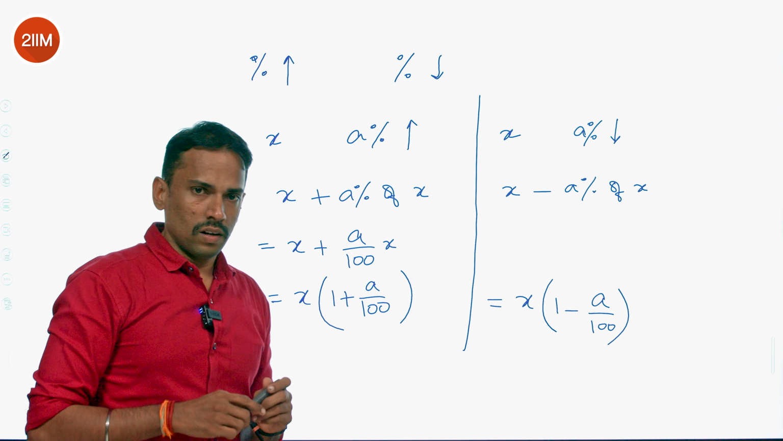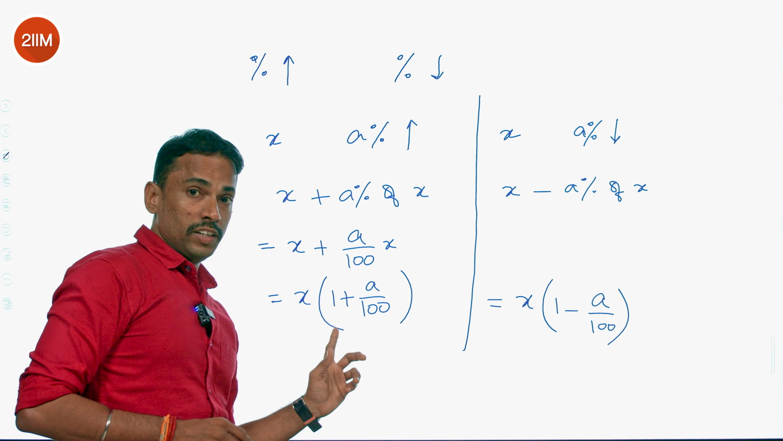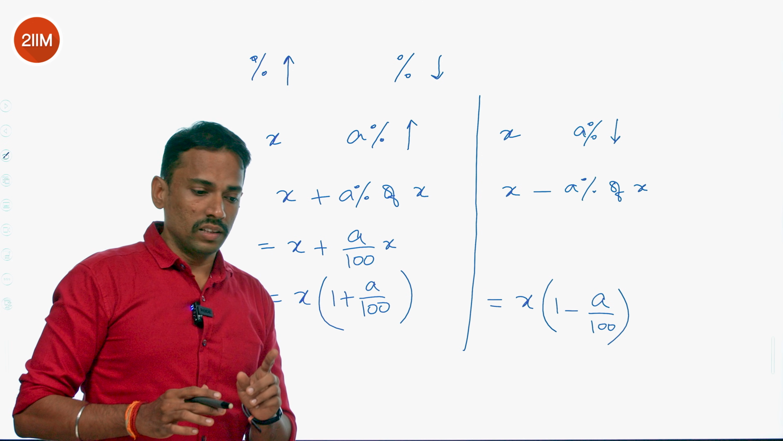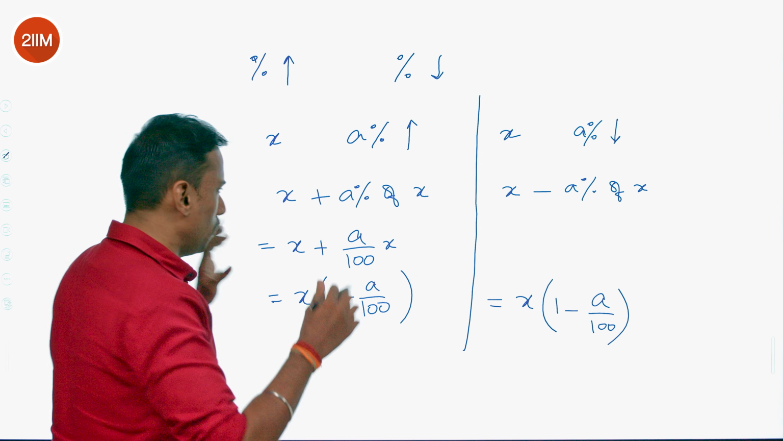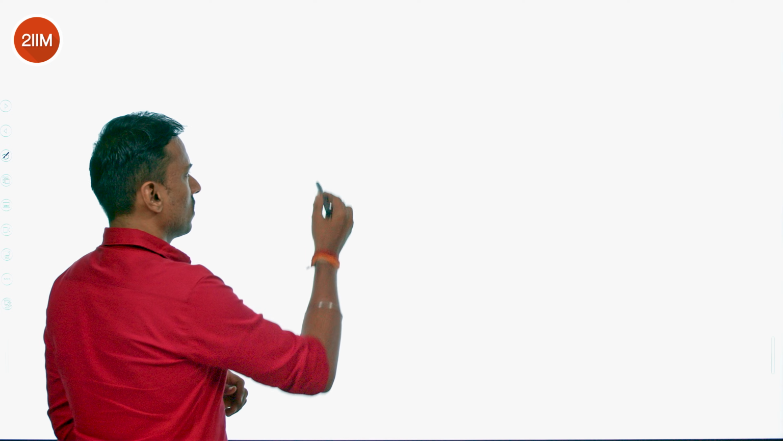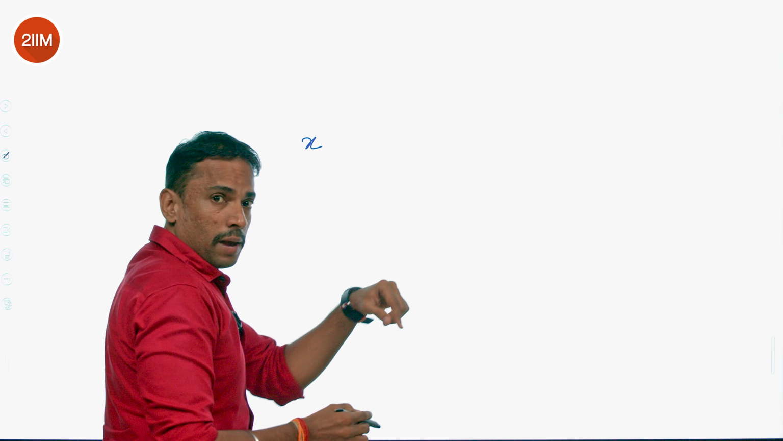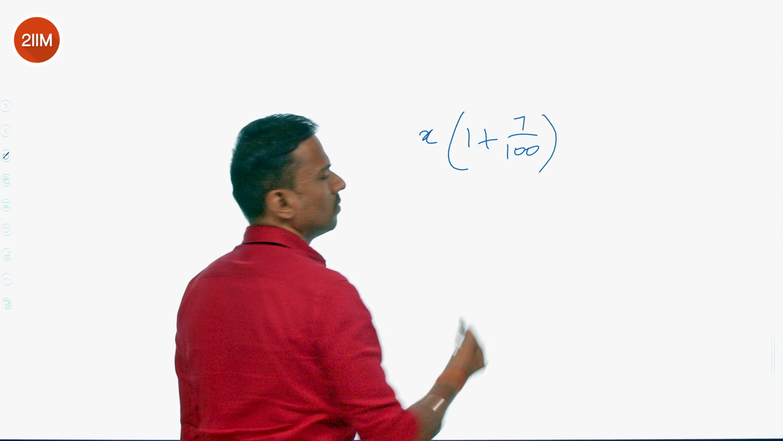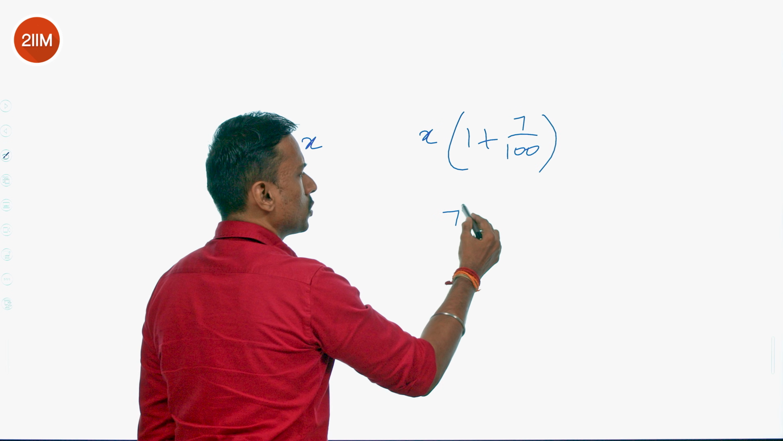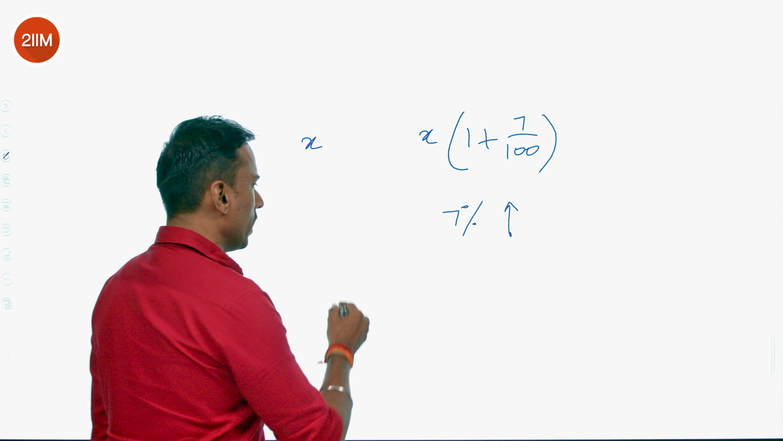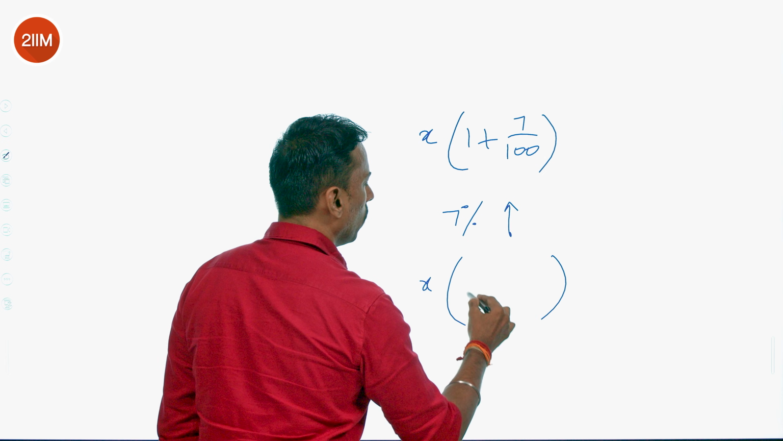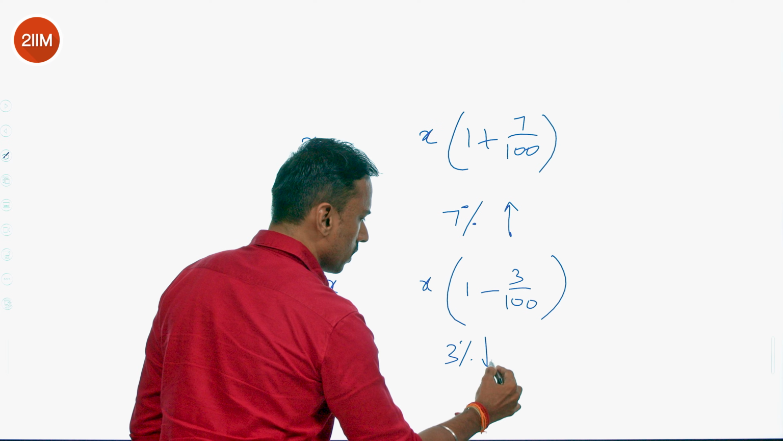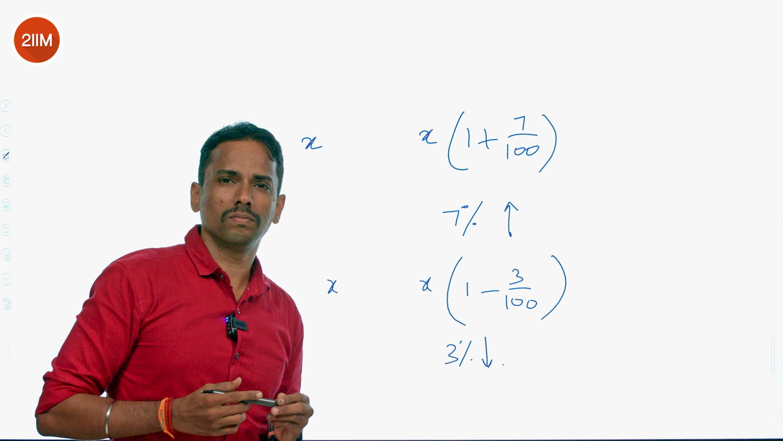Or the converse, when a value x becomes x into 1 plus a by 100, all we can tell is that x has got increased by a%. For an example, if x became x into 1 plus 7 by 100, it simply means x got increased by 7%. Or if x became x into 1 minus 3 by 100, this means x is decreased by 3%.